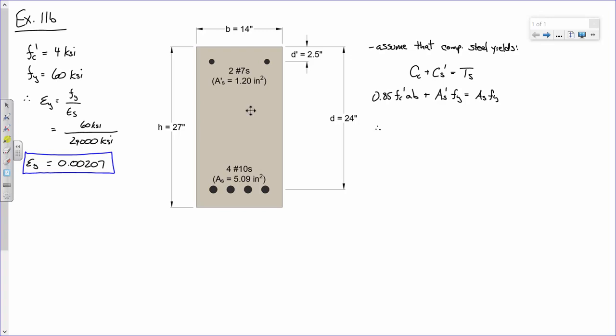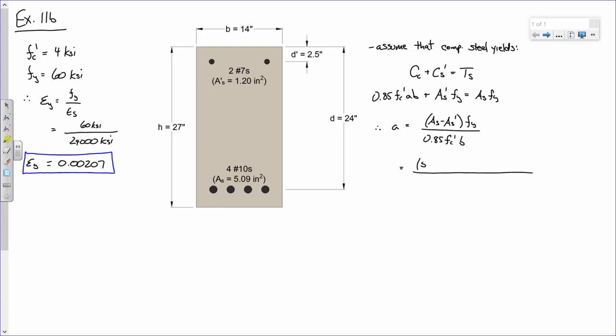And so therefore, a, that's what we don't know, is As minus As prime times Fy over 0.85 Fc prime b. I hope I'm not going too fast, but this is exactly what we just did in the previous example. The formulas are exactly the same. I'm really just plugging and chugging. The only thing that's going to change a little bit is our inputs, because, for instance, our areas change.